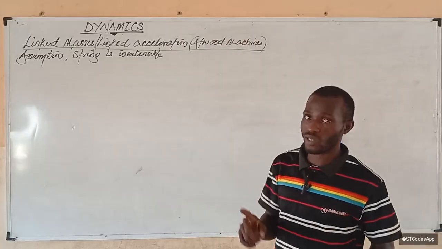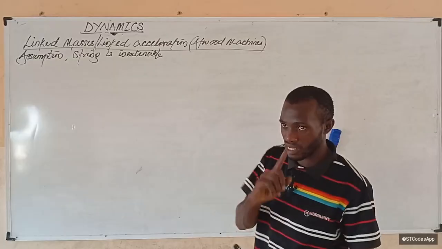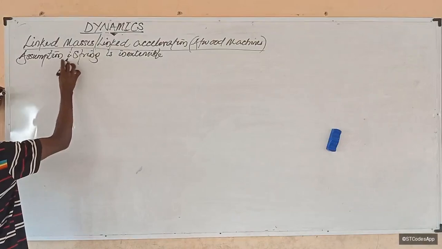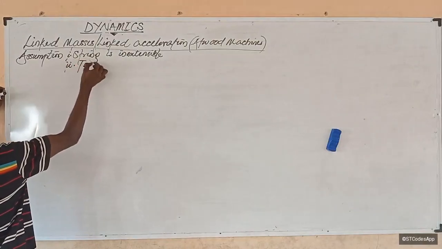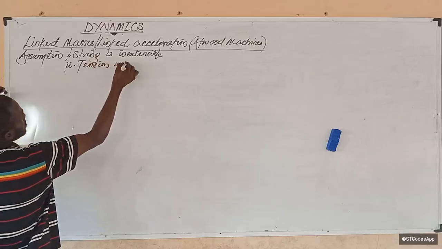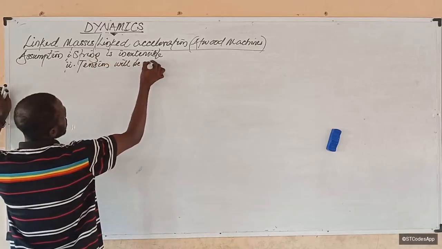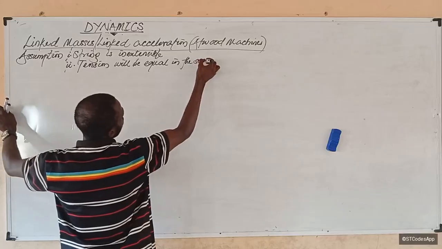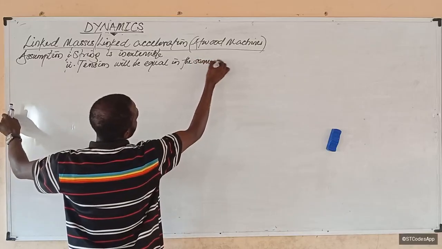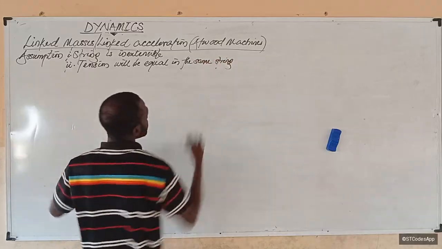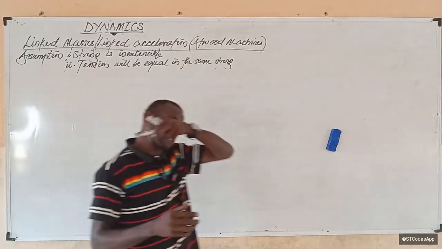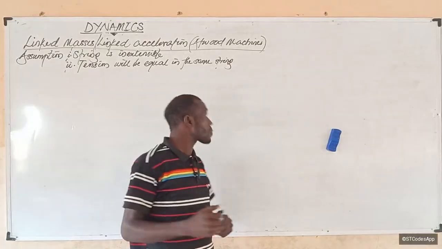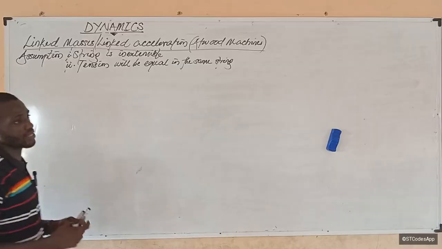Because it is the same string, tension will be the same in the same string. So let's call this 1, 2. Tension will be equal in the same string. Since one string joins 2 things together, the tension in that one string will be the same. Is that clear? All right. So I guess that is it.